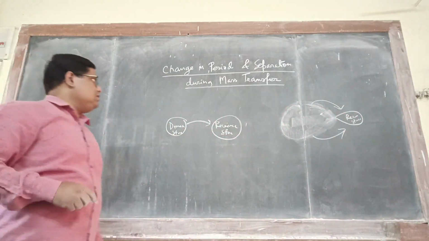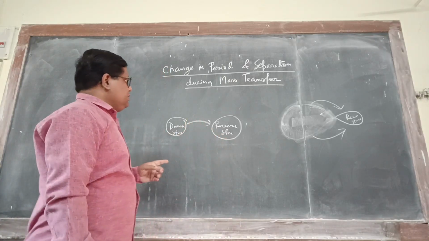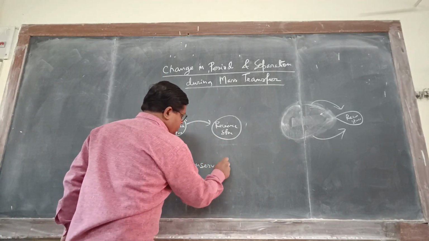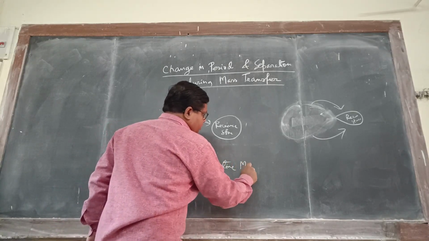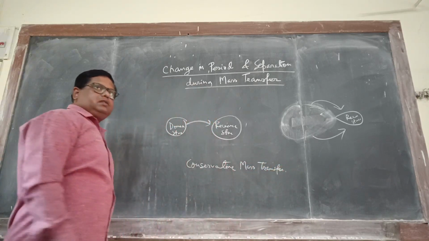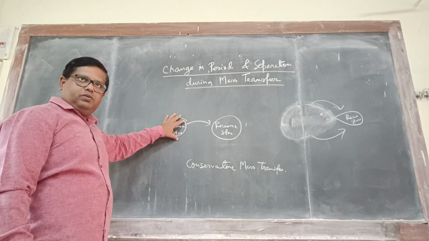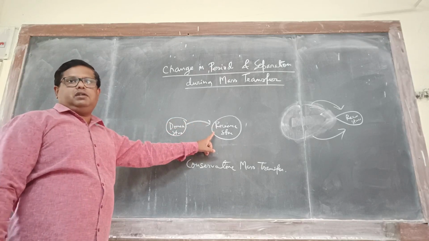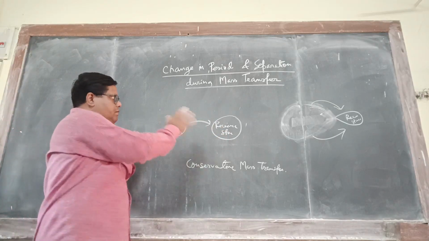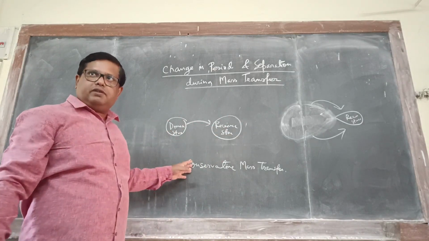Donor star, receiver star. Now, here we have to consider two particular scenarios. One is conservative mass transfer. What is conservative mass transfer? It means whatever mass is lost by the donor star, the receiver star is able to entirely absorb all of it. So the entire mass is conserved inside the binary star system. This is conservative mass transfer.